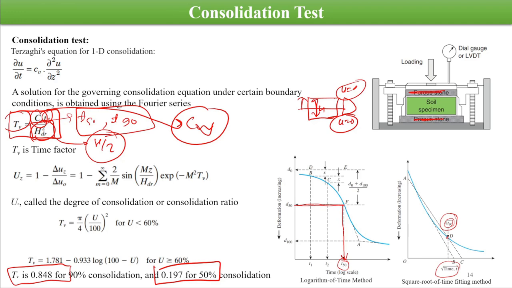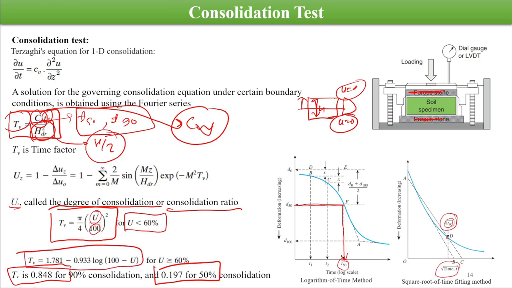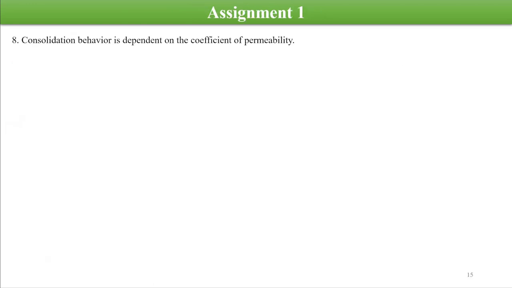And the time factor basically depends on UZ, that is called the degree of consolidation or the consolidation ratio. It represents how much consolidation has already happened in the sample. Fine. So if you see here the time factor, these two formulas are provided. The TV is equal to pi by 4 into U by 100 the whole square, where U is the degree of consolidation in percentage, if the degree of consolidation is less than 60%, and if it is more than 60%, then we can use this formula. So the thing to note is that the time factor depends on the degree of consolidation.